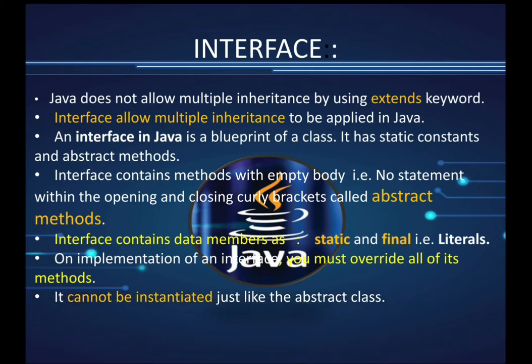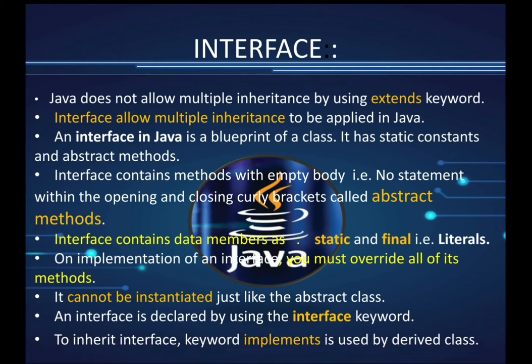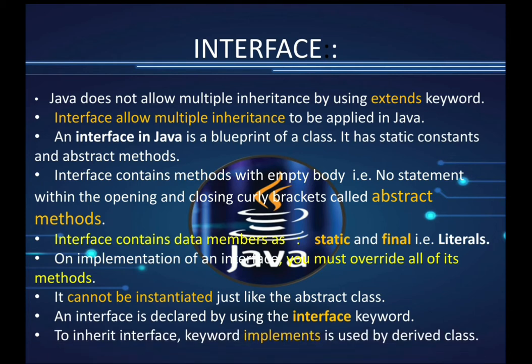And it cannot be instantiated, just like an abstract class. An abstract class contains an abstract function, that's why we are not supposed to create an object of that class. The same thing happens here also. We cannot instantiate an interface. We cannot create an object of an interface. An interface is declared by using the interface keyword. To inherit an interface, the implements keyword is used by the derived class.